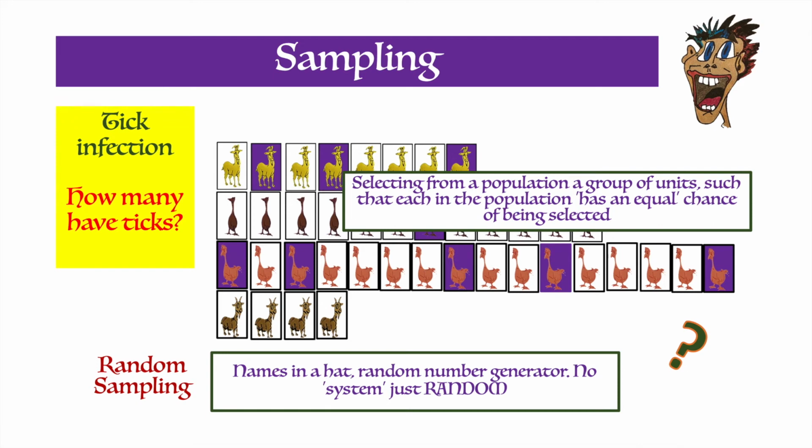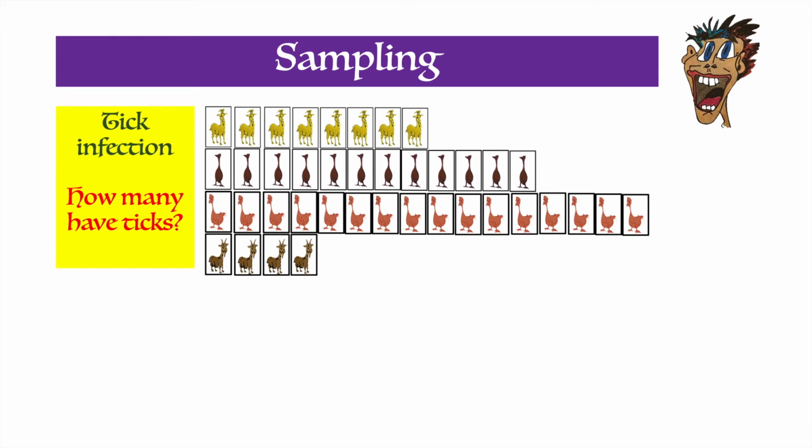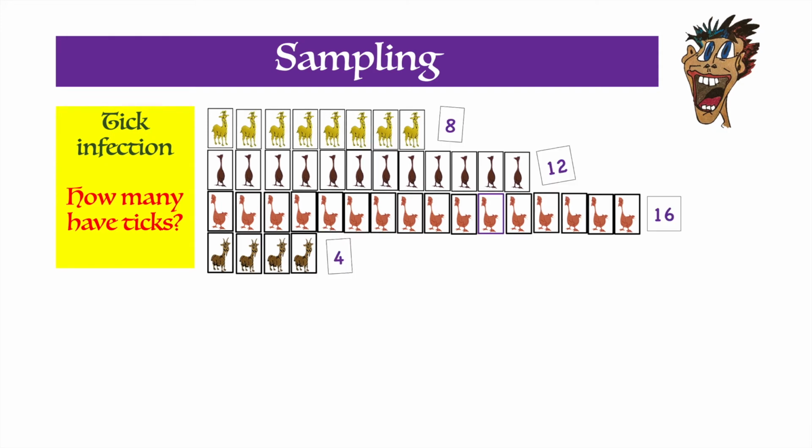So is there a different method? Is there a way we can ensure that everyone has an equal chance, but I have a fair proportion of each distinct group? And yes, stratified sampling. So I've got them in their strata, their layers, and that's important. You first of all put them into their layers, their strata, their stratum, and then I number them. So I've got 8 alpines, 12 runners, 16 chickens, and 4 pygmies.